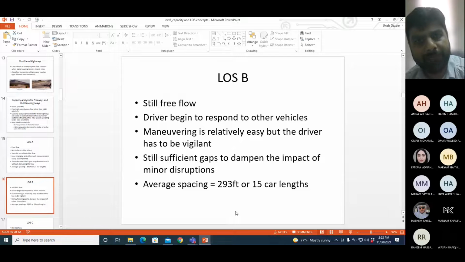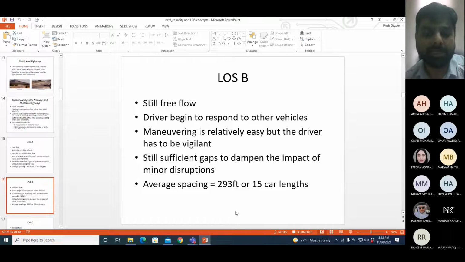Driving is still easy, maneuverability is still easy. If you want to change your lane or direction, you can easily do that, but you have to practice more caution and vigilance because that gap has reduced. Still, it is enough to do anything. It is enough to change the lane and change direction, but you need to be more careful because it has reduced now.